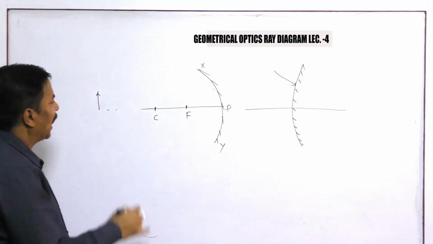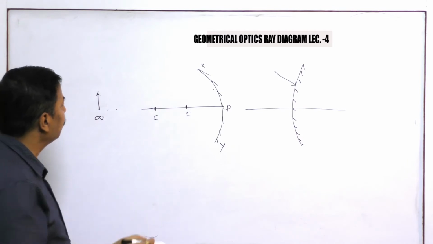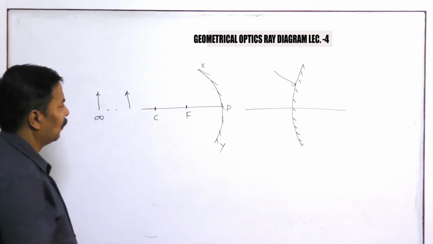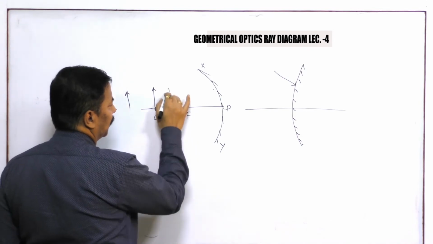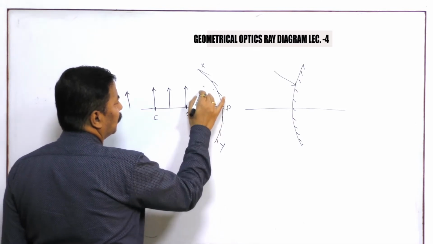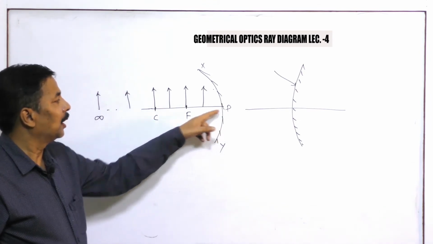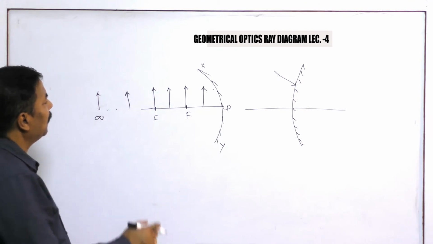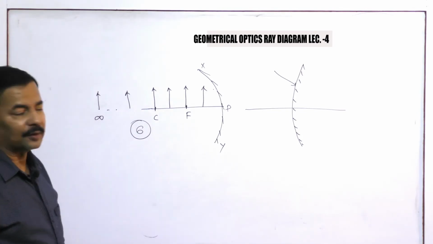One position can be at infinity, that you have read in your junior classes also, this ray diagram. One position beyond C, one position at C, one position between C and F, one position at F, and one position between F and P. F is your focus, P is your pole, and C is your center of curvature. So these are the 6 positions in case of concave mirror that you have to understand.